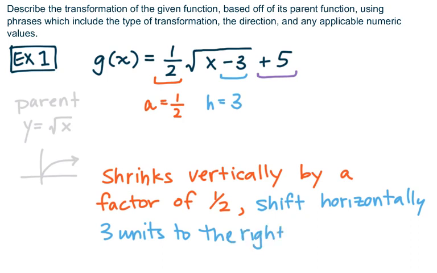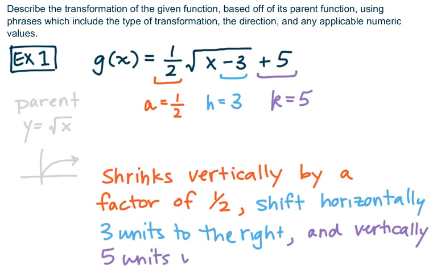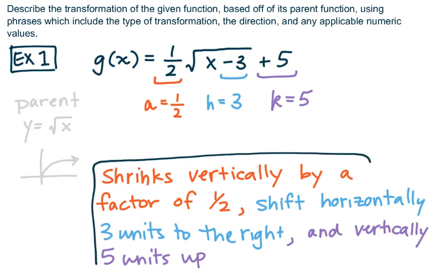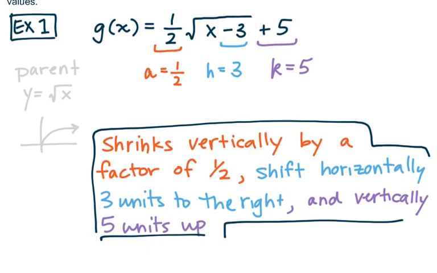And then lastly, we have plus 5. This is also added, and again, adding lets us know we have a shift. But because it's on the outside, it's a vertical shift. So k equals 5. It's going to shift horizontally 3 units to the right, and then we're also shifting vertically 5 units up. So my complete phrase-type answer would look like this.